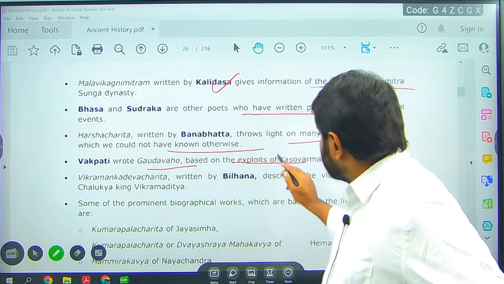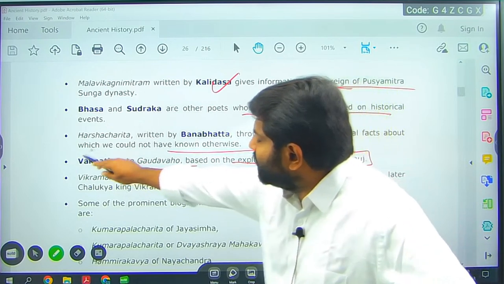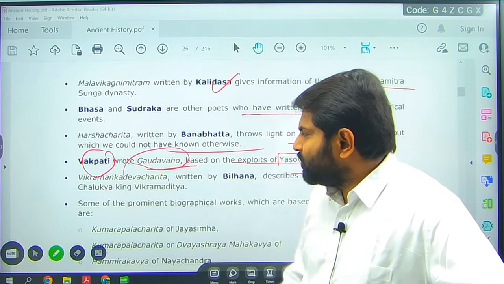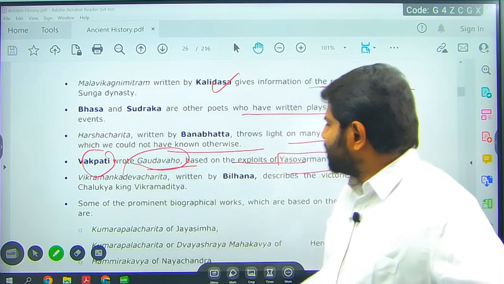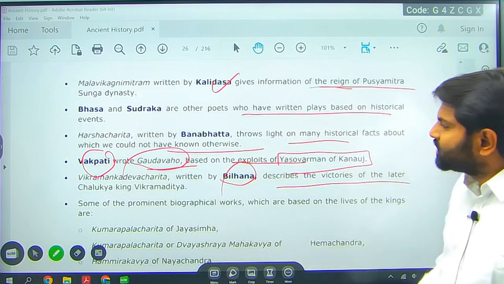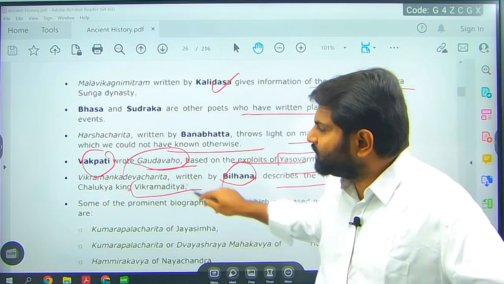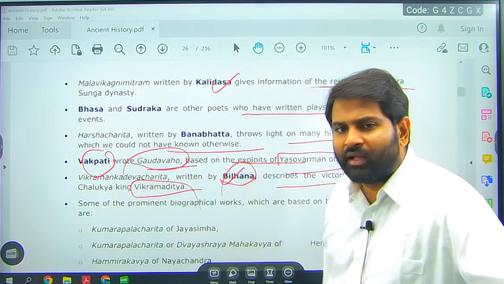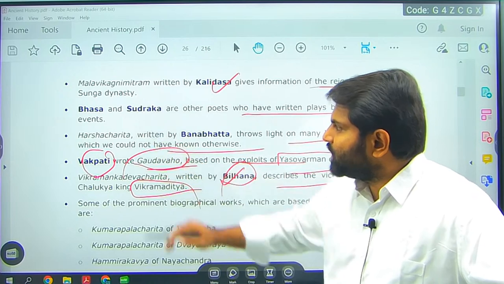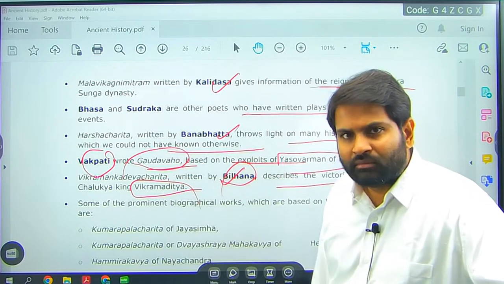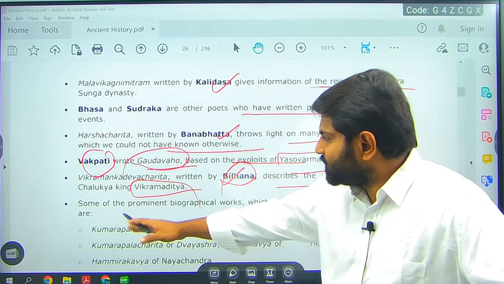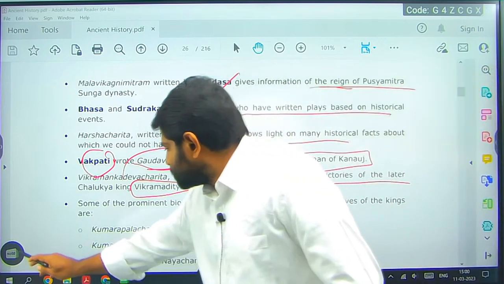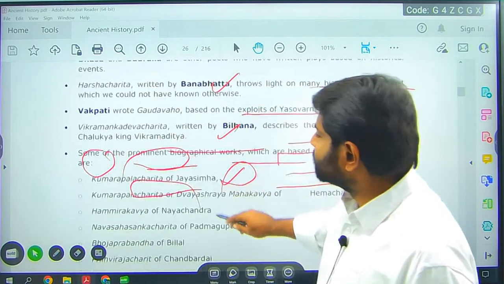Similarly, Vakpati wrote Gaudavaho, based on the exploits of Yashovarman of Kanauj, right? What this particular Yashovarman did, Vakpati wrote in Gaudavaho. Similarly, Vikramankadeva Charita, written by Bilhana, describes the victories of the later Chalukya king Vikramaditya. The name itself says Vikramankadeva Charita, written by Bilhana, right? Harsha Charita is written by Banabhatta, right?